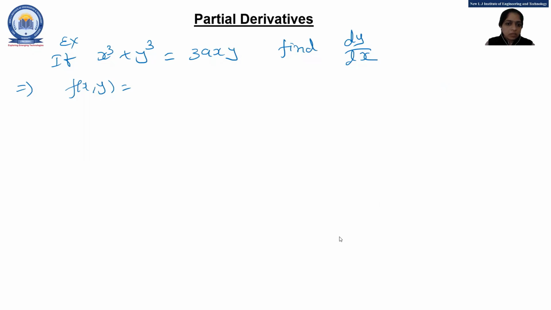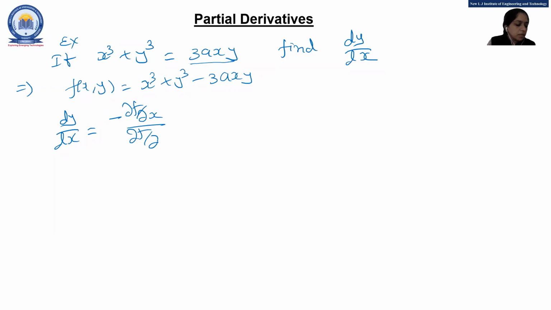Kevin, your answer is wrong. Yes, Hitarth, you are right. Yes, Divya. What is f of xy? x cube plus y cube minus 3axy. Kevin, if we keep this term on the left hand side, there is only one term, in multiplied form, so it will be negative: minus 3axy. Thank you, Divya. Now the formula of dy by dx is minus del f by del x upon del f by del y.